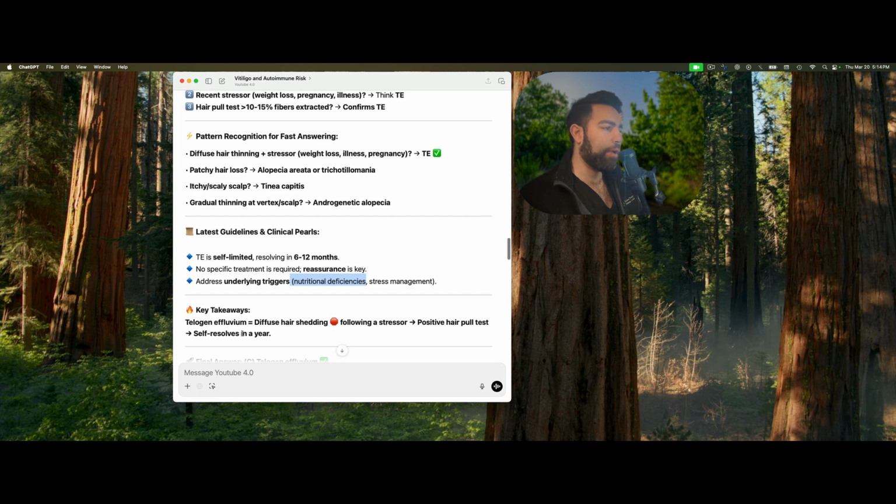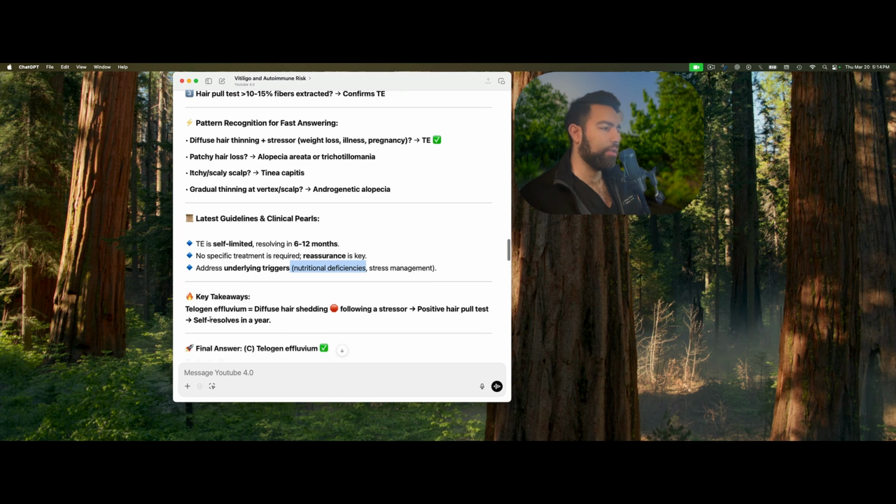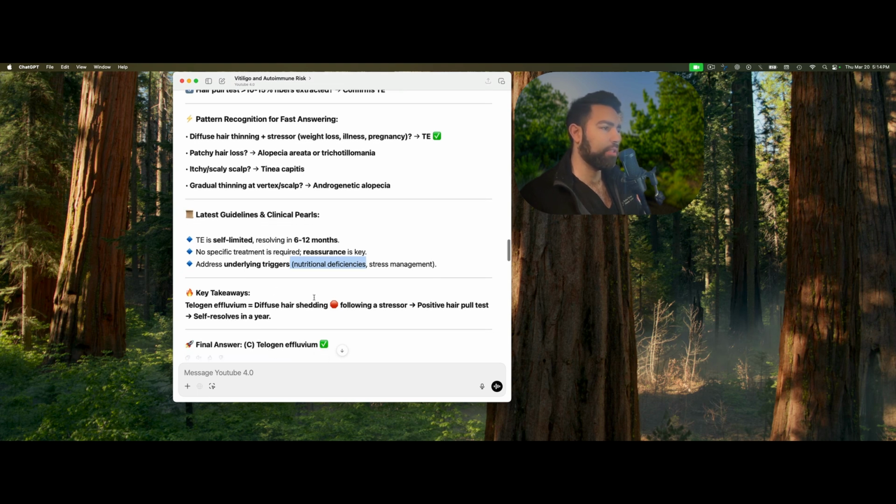And the key takeaway, just remember: diffuse hair shedding following a stressor with no inflammatory signs on the scalp and a positive hair pull test usually is TE and resolves within 6 to 12 months.